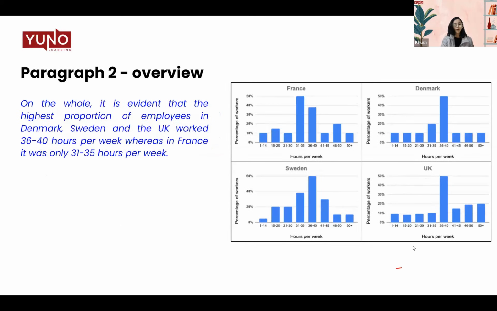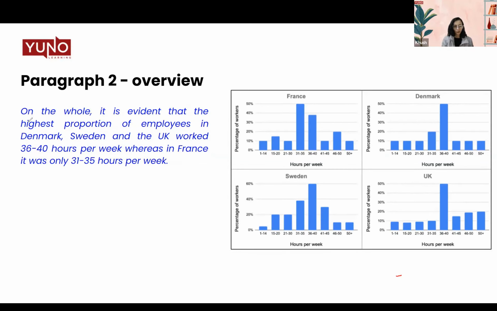Right. On the whole, it is evident that, so this is the overall paragraph. As I mentioned, overall will be highlighting the main features. So on the whole, you can start with this, or you can write overall as a starting linker for your overall paragraph. It is evident that the highest proportion of employees in Denmark, Sweden, and UK. So we saw Denmark, Sweden, and UK. So the highest number of workers were working 36 to 40 hours. That is why we will write worked 36 to 40 hours per week.